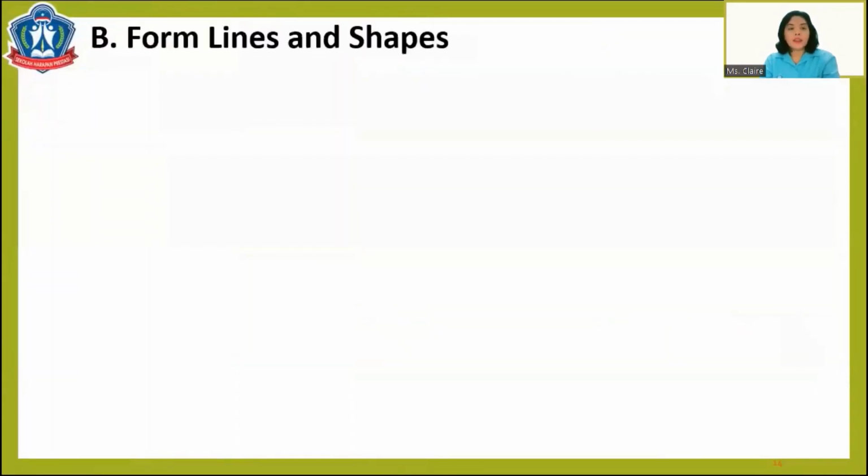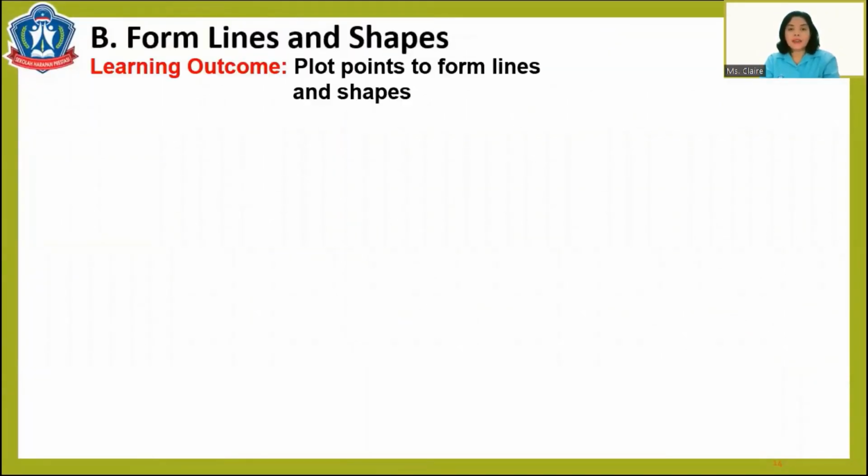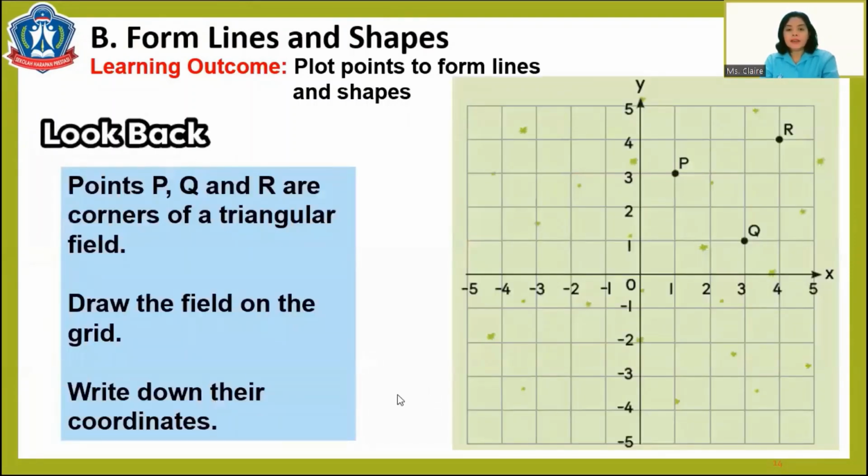Okay, let's continue with lesson B, form lines and shapes. So we are going to form lines and shapes. Take a look here in our coordinate grid. We have points P, Q, and R. If we are going to connect these points, it will form a triangle.